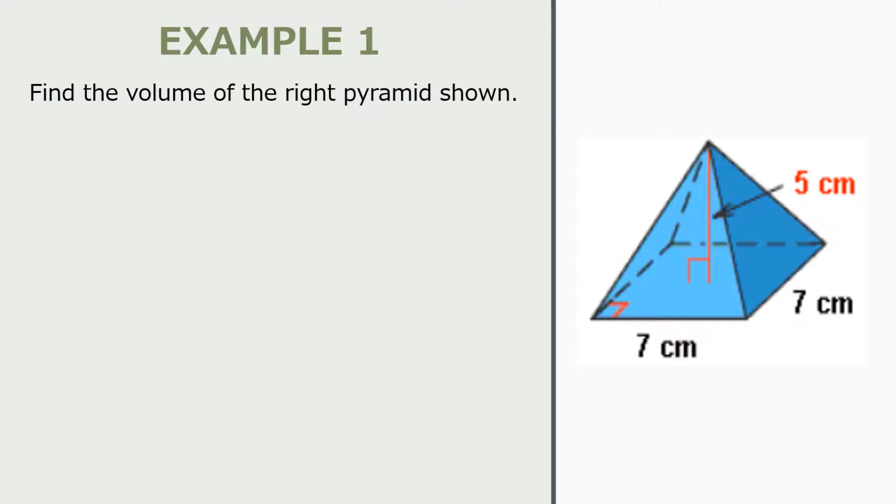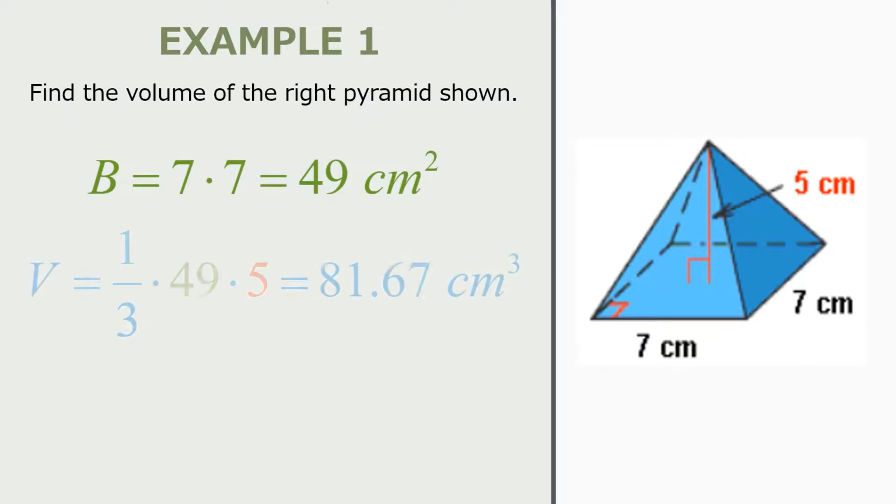Here's example 1. We would start by finding the area of the base. To find the volume, we would take 1/3 times the area of the base times the height of the pyramid.